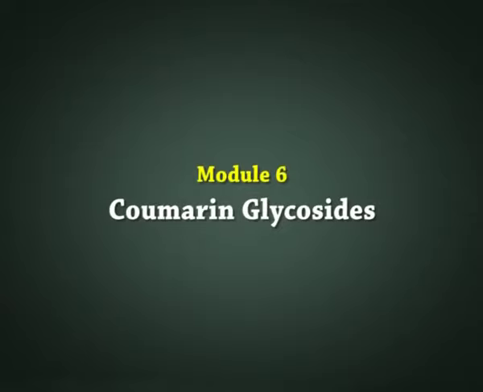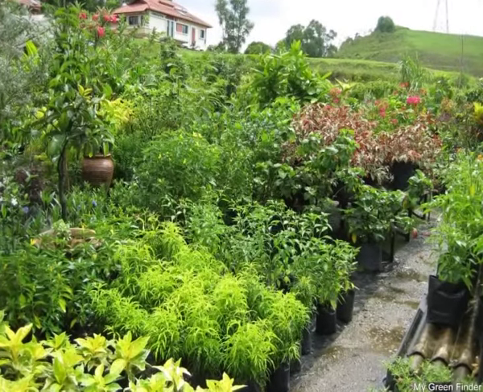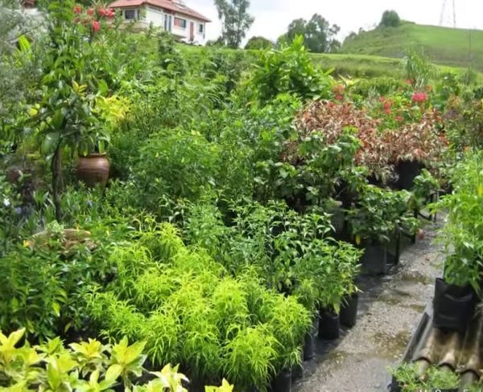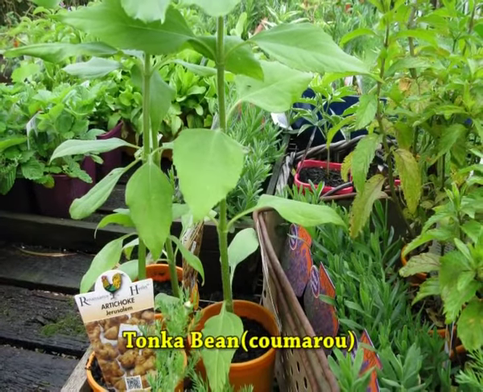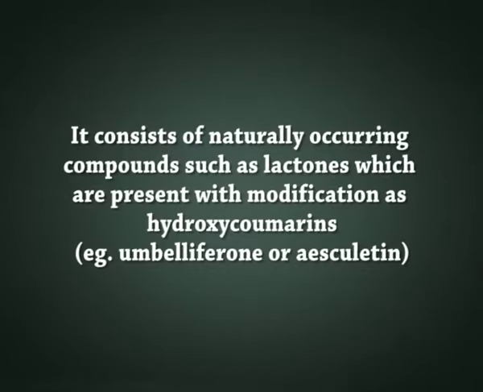Now let's look at module 6, which contains coumarin glycosides. Coumarin glycosides are found to be present in many plants, either in the free form or in the glycosidic form. They have derived their name from the plant tonka bean, which is known as coumaru in the Caribbean islands. It consists of naturally occurring compounds such as lactones, which are present with modification. So when a hydroxy group is attached, they are called hydroxycoumarins. Examples are umbelliferone and esculetin.